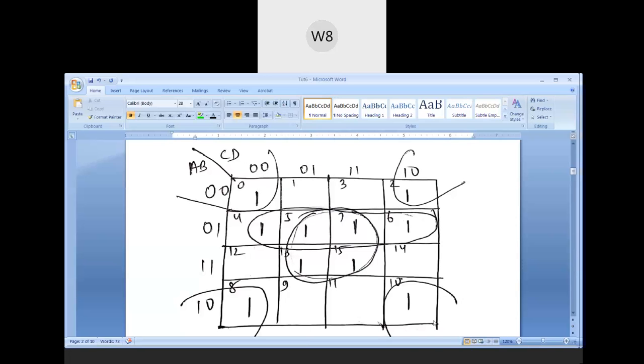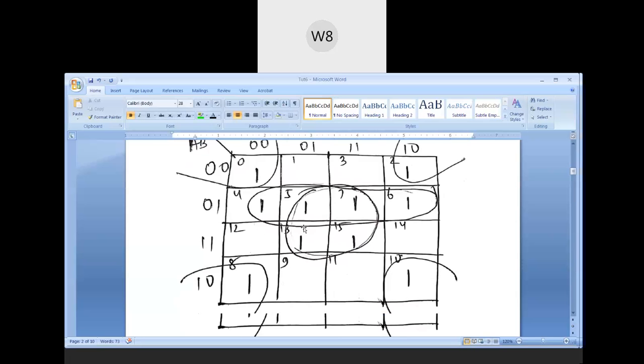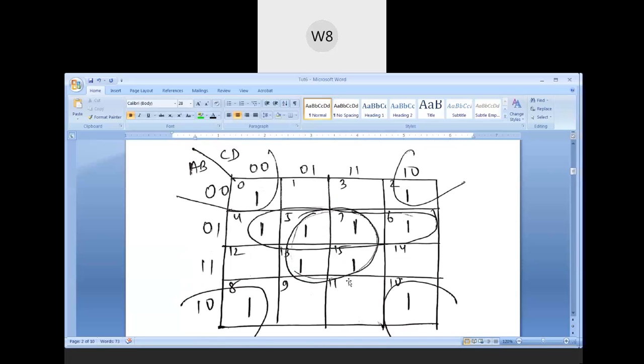And then all these 4 corner cells are also neighbors, because by the definition of neighbor, we mean cells where when we move from one cell to the next cell, only one of the variables undergoes a change from complement to uncomplement or vice versa. So for example, from this top corner to the bottom corner, when we move, A undergoes a change from complement to uncomplement. So all these 4 corners are also neighbors of each other and they can be combined. So when we combine, what we will get is this B and D.